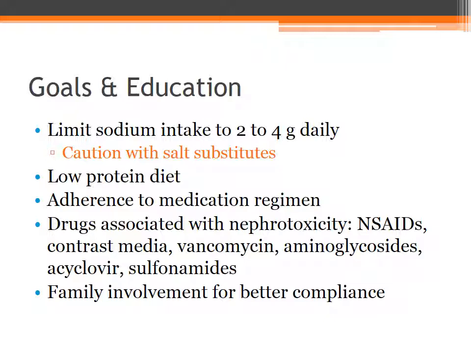Involve his wife in the plan of care to allow better adherence to his medication and his diet. If necessary, use a translator when providing discharge education to the patient and/or family.